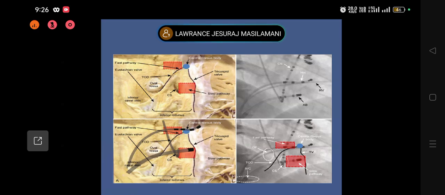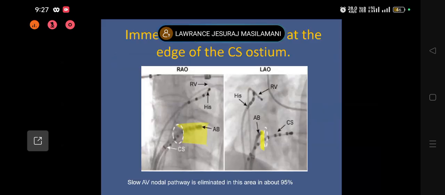This is the one area you have to avoid, the area where you are going to have the fast pathway, which is higher. Don't go to that area. You know the CS ostium, you know the tricuspid annulus. Go to the tricuspid annulus, come infero-posteriorly and remain there with the clockwise rotation. That's the area you have to target. So again I have marked it for you.